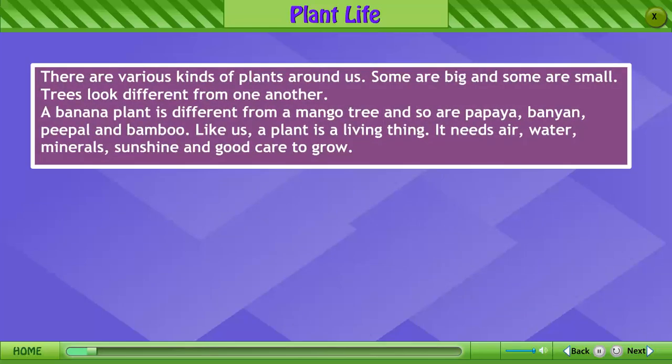There are various kinds of plants around us. Some are big and some are small. Trees look different from one another. A banana plant is different from a mango tree, and so are papaya, banyan, and bamboo. Like us, a plant is a living thing. It needs air, water, minerals, sunshine, and good care to grow.